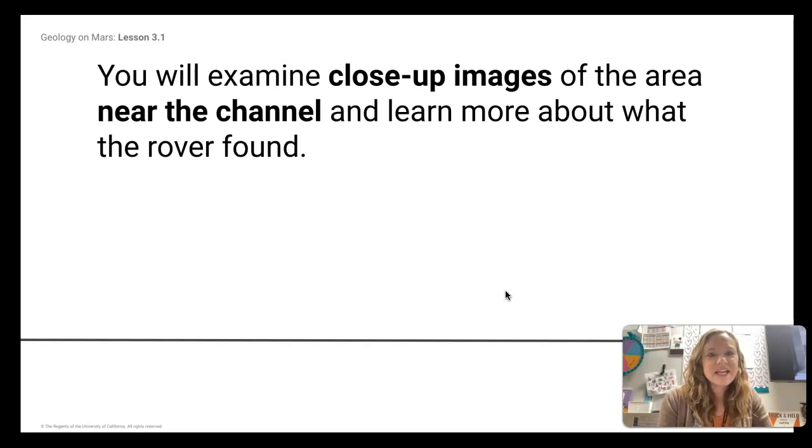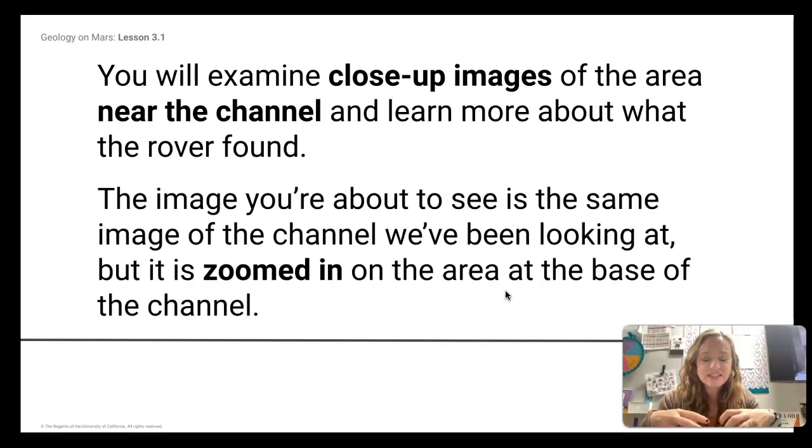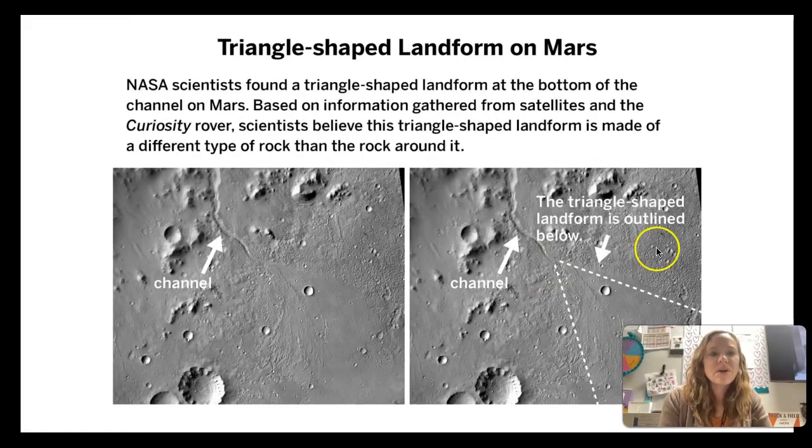So we're going to examine these images a little bit closer up, and we are going to learn more about what the rover found. Remember that the rover is the thing that goes down onto Mars with the wheels and zooms around, and it's controlled by a little machine. This evidence card is one that you can also have, and it's also in your notebook. It says that scientists found a triangle-shaped landform at the bottom of the channel on Mars. Based on information gathered from satellites and the Curiosity rover, scientists believe that this triangle-shaped landform is made of a different type of rock than the rock around it.